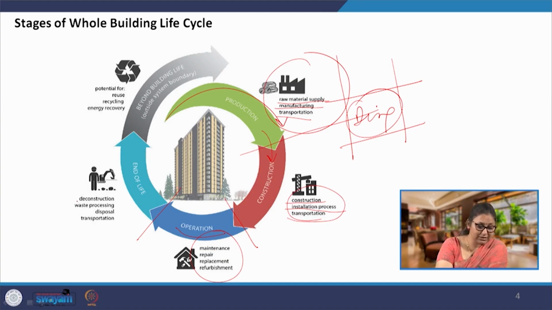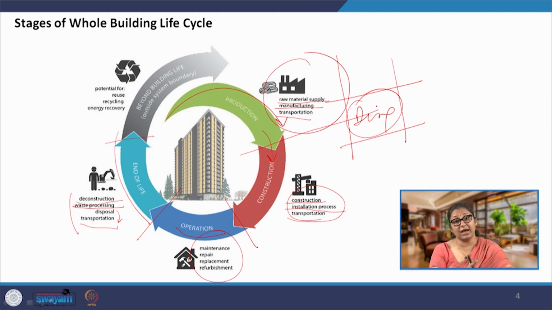So, we will have deconstruction or demolition, we will have waste processing in case some waste can be reused or recycled, and then we will have disposal of the remaining waste which cannot be recycled, and for that we will have transportation. For all of this we will have transportation. So, this is the end of life stage.